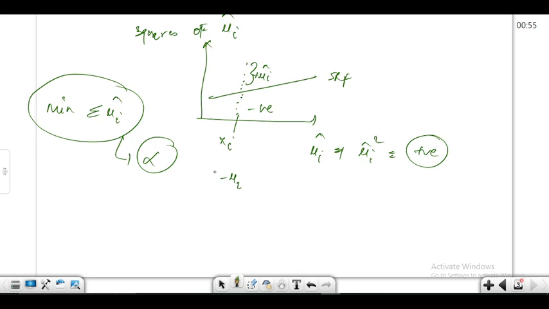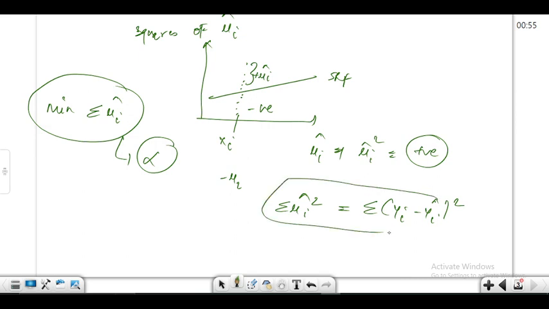So now what we do is we minimize the sum of squares of ui hat, which is equal to the sum of (yi minus yi hat) whole squared. So we have to minimize this term. So how does minimization of ui hat square help us to get the values of beta 1 hat and beta 2 hat? We'll see how.